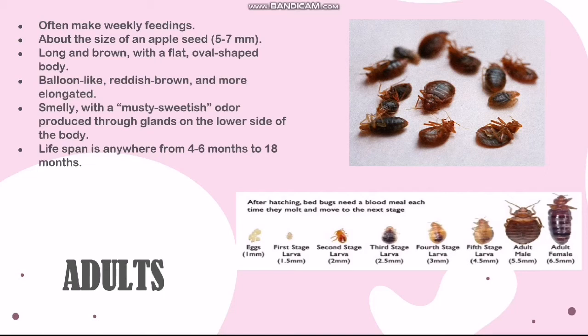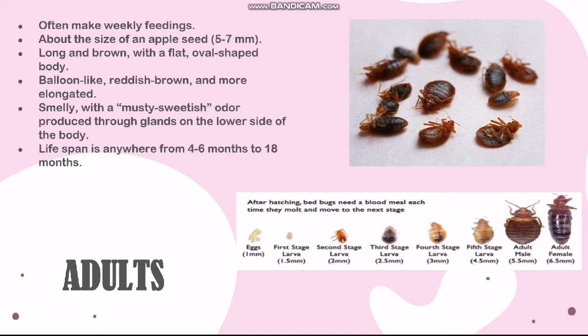After feeding it becomes balloon-like, reddish brown and more elongated, plus it has a smell, which is a musty, sweetish odor produced through glands on the lower side of the body. The adult bedbug lifespan is from 4 to 6 months, so these little creatures live a very long life. Females can lay between 1 to 5 eggs each day, which is one of the reasons why bedbugs can be so difficult to get rid of.